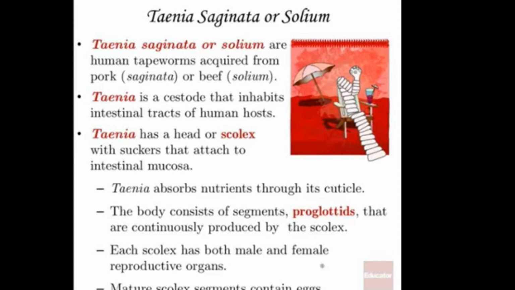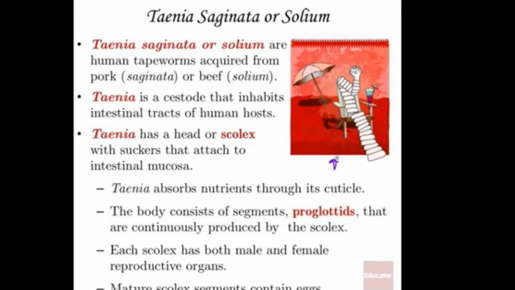So Taenia is a tapeworm that lives in the digestive tract, and it absorbs nutrients through its cuticle. And just for the heck of it, I found this picture of this Taenia solium sitting in a beach chair, just having the time of its life, right? Because basically these organisms don't have to do much. They just sit around in the digestive tract and absorb food.